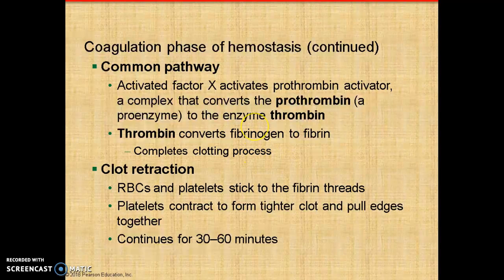So basically, the enzyme thrombin, well, there's a lot going on to produce that enzyme, but the enzyme thrombin converts fibrinogen to fibrin. Clot retraction: the red blood cells and platelets stick to the fibrin threads. The platelets contract to form a tighter clot and pull the edges together, and this will go on for about an hour.